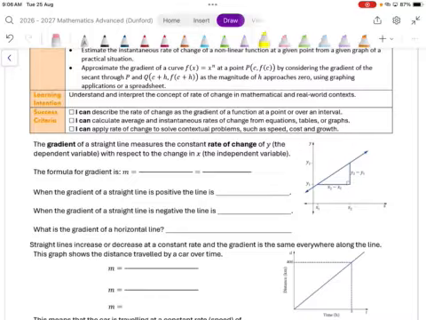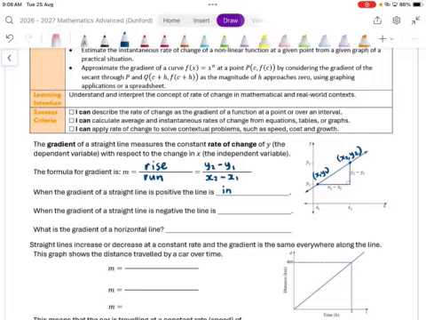So how we find the gradient of any straight line is we use the formula rise over run. If we have a point, in this case this point here is x1, y1, and this point up here is x2, y2. So using those 2 points, we do the difference in our y, which is y2 minus y1, over our x2 minus our x1.